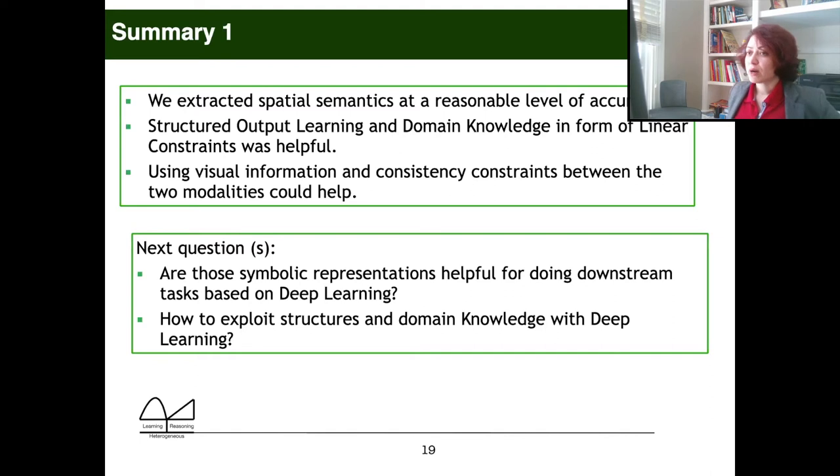But then the next question is how these extractions, these symbolic representations, are helpful for more realistic real world applications. And if we are hypothesizing that those extractions are helpful, how can we use that kind of structure in deep learning models?